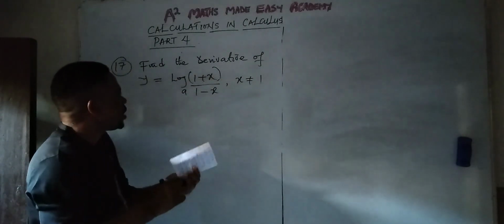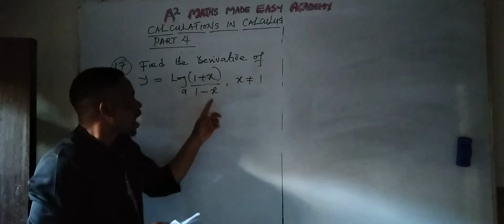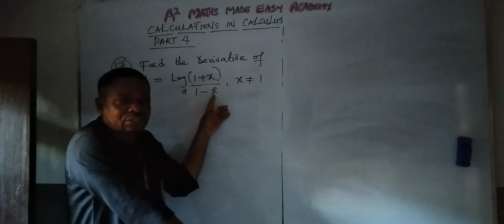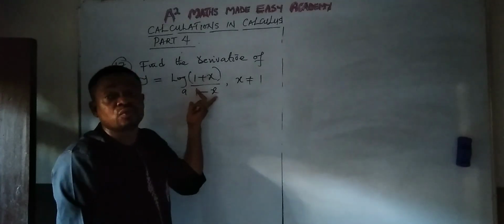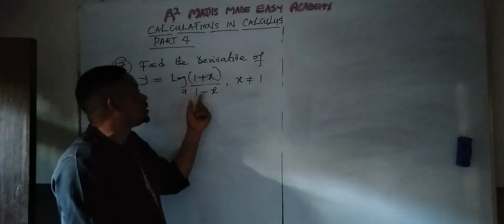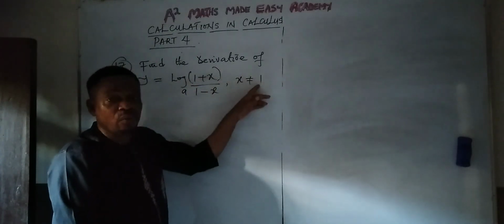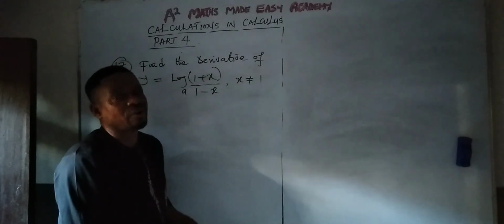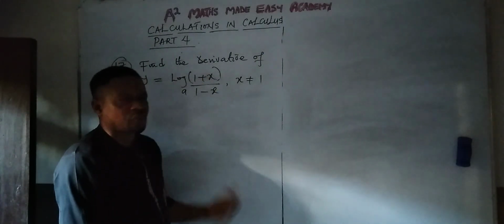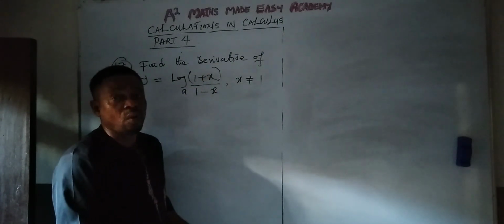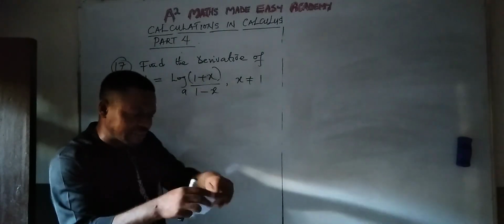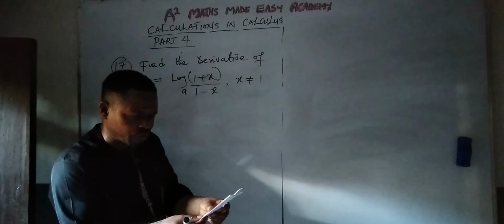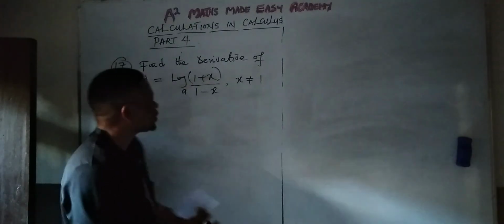Do you know why? If x were equal to 1 and I substitute and put 1 in the denominator, the result will be 0, and a number over 0 is always undefined. So the domain of this function can never include 1. It can be other values. Am I communicating? But we are not looking at the domain here, neither are we looking at the range. What we are looking at is how to find the derivative of this particular function. Are you ready now? Now let's see how we can solve it.